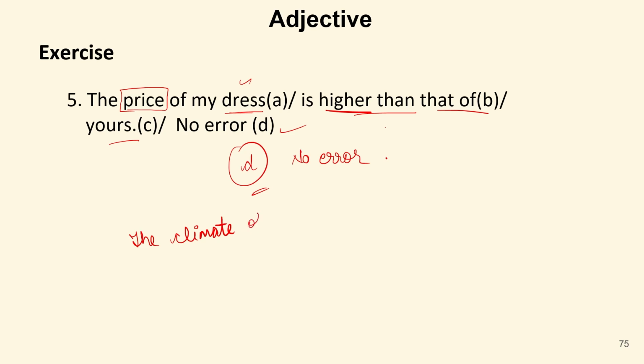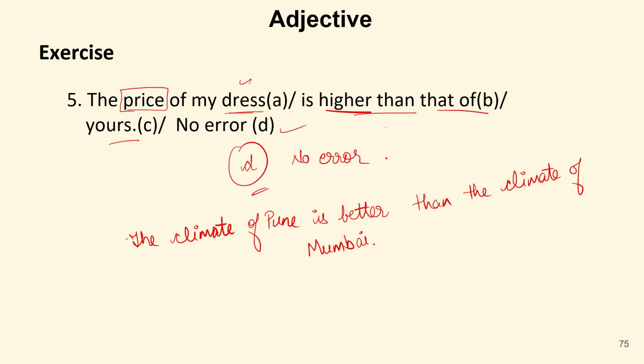The climate of Pune is better than the climate of Mumbai. Now, this was the sentence asked in some exam. Now, what is the error in this sentence?